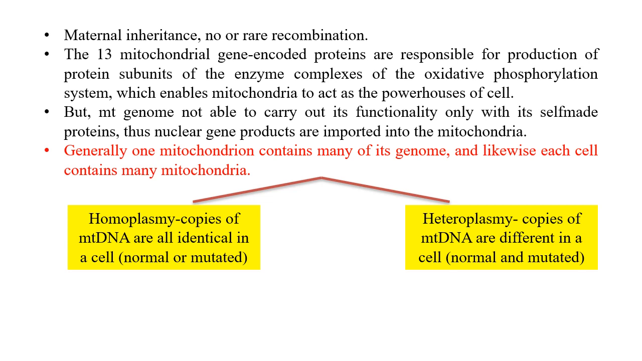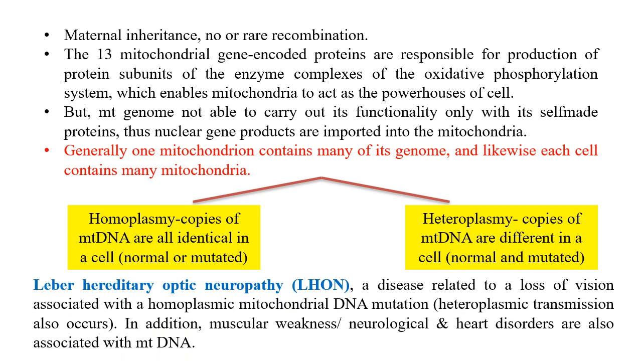In recent developments, it is evident that not only the nuclear genome but the mitochondrial genome is also linked with many diseases such as muscular weakness and heart disorders, in cases where affected cells utilize more energy than other cells. One well-known mitochondrial DNA linked disorder is Leber hereditary optic neuropathy. It's a vision loss associated with homoplasmic mitochondrial DNA mutation, though heteroplasmic transmission also occurs. Interestingly, mitochondria have a process called mitophagy. This is an autophagic pathway through which damaged DNA copies can be removed.